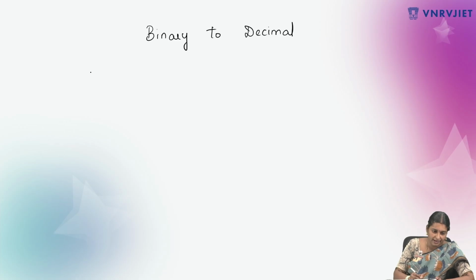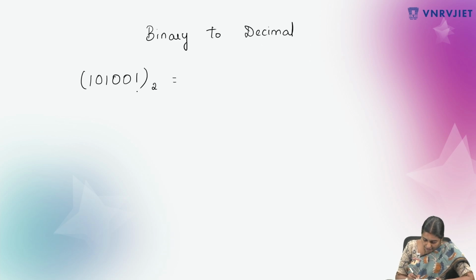So let us consider a binary number 101001 to the base 2. Convert it to a decimal number. Here there is no radix point. So the digit positions will be 0, 1, 2, 3, 4 and 5.